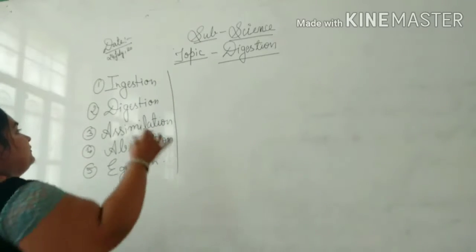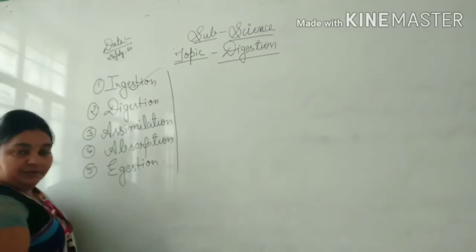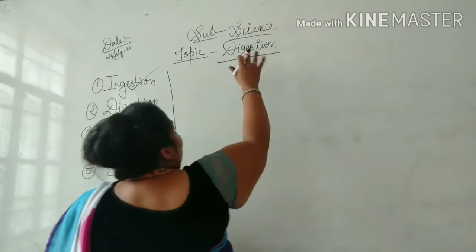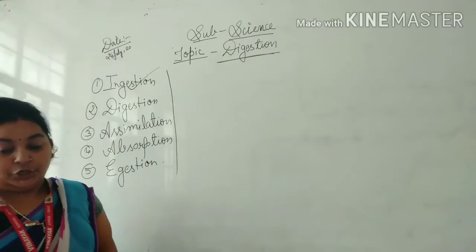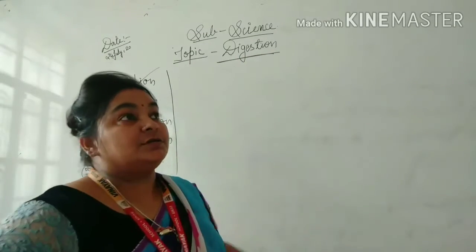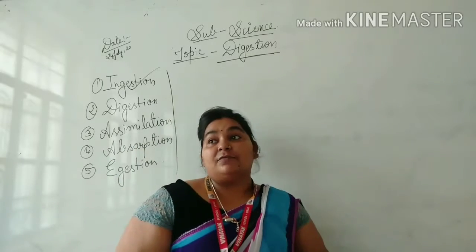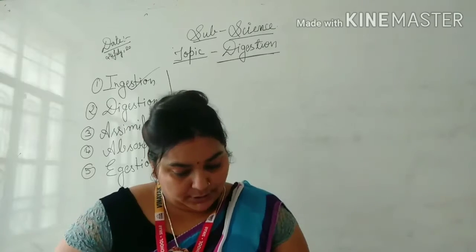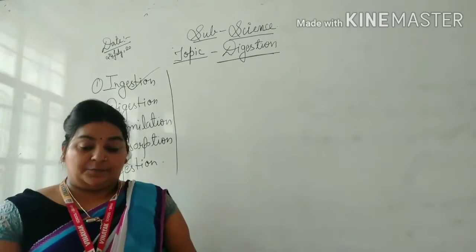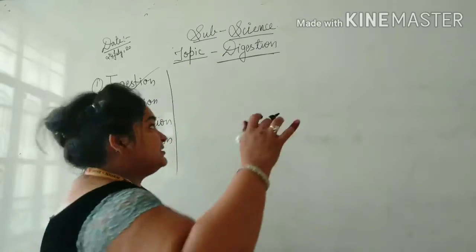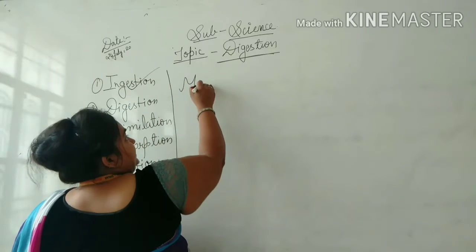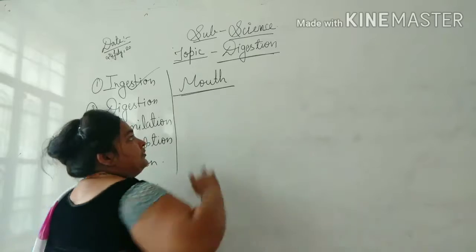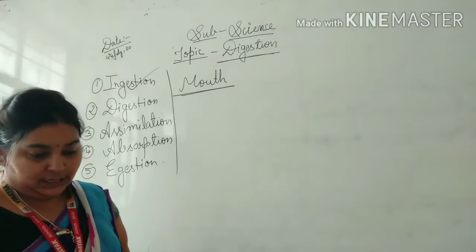We have already completed ingestion. Now today's topic is digestion. What happens in digestion? You know that for having your food, you have to take your food through our mouth. So that means the process of digestion starts in the mouth. This is the first thing, that through the mouth our digestion process starts.